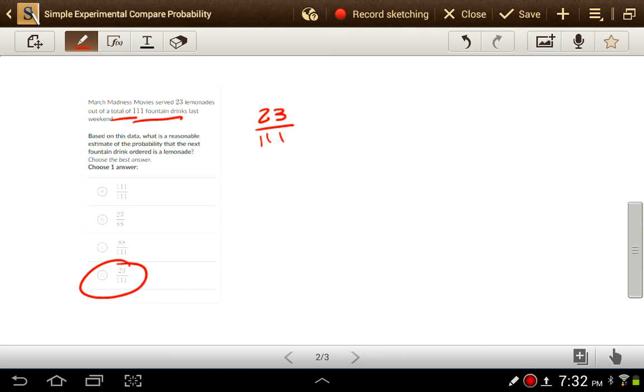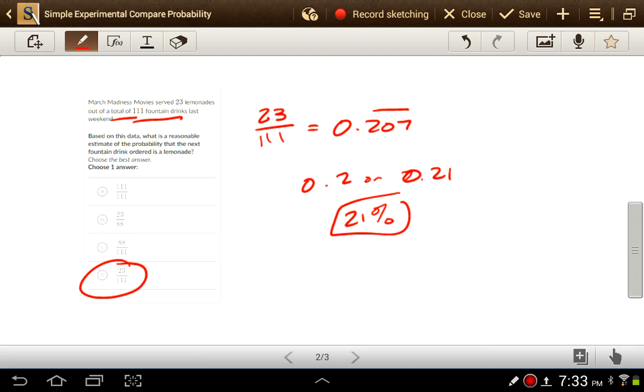Now this question asked for it as a fraction, but if it did ask for it as a decimal or as a percent, you would just divide 23 by 111, and that would give you 0.207 repeating. So that would be 0.21 if it wanted you to round as a decimal. And as a percent, I would just multiply my decimal by 100. So that would be about 21% would be my percent. Okay, in this case they asked for fractions, so that's all you had to do there.